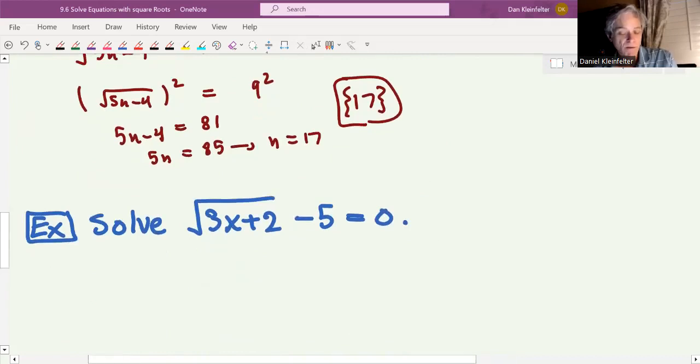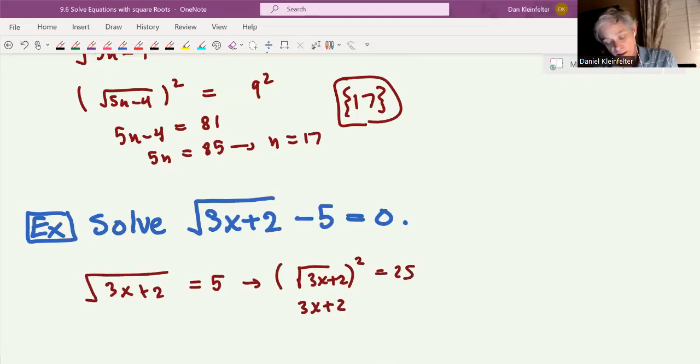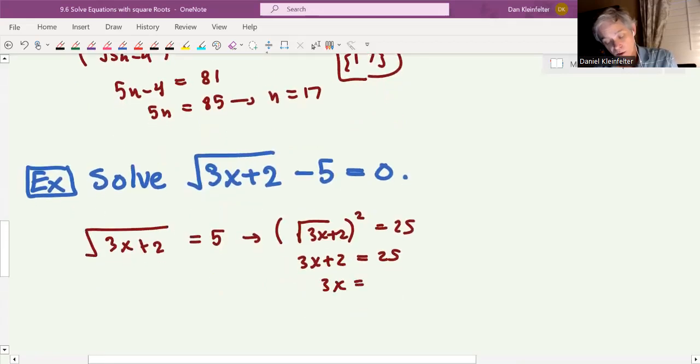All right, let's try this one next. Here we have the square root of 3x plus 2 minus 5 equaling 0. So this time you're going to know right away that you should add the 5 to both sides. We're going to square both sides. So you'll have 3x plus 2 equaling 25. 3x is 23, and x is 23 thirds.